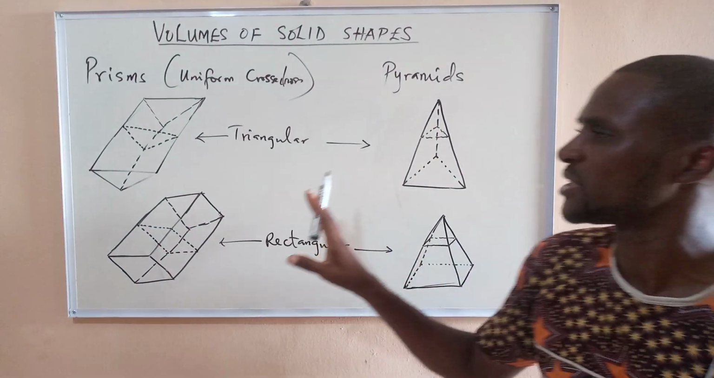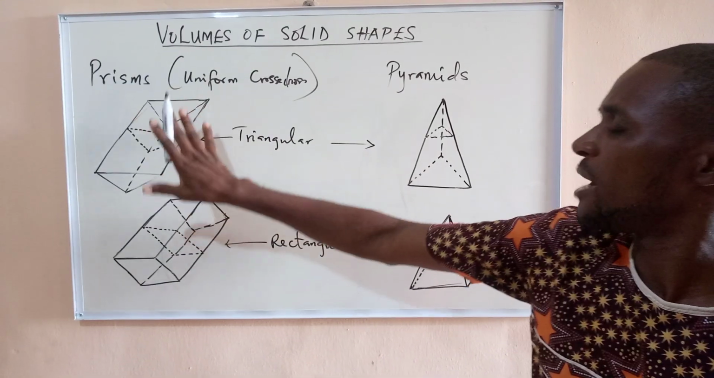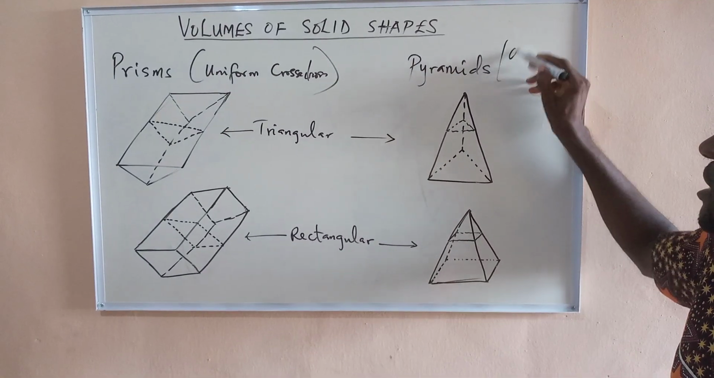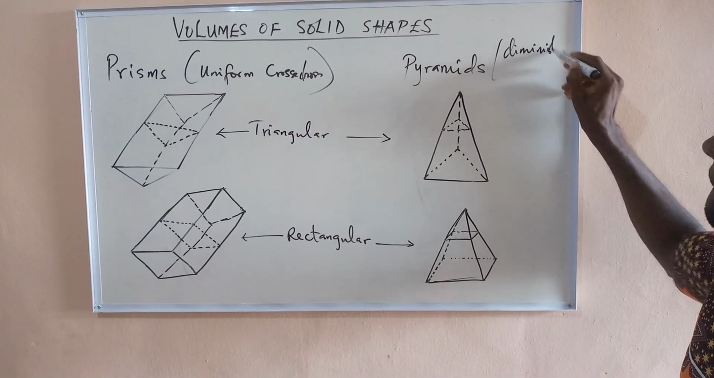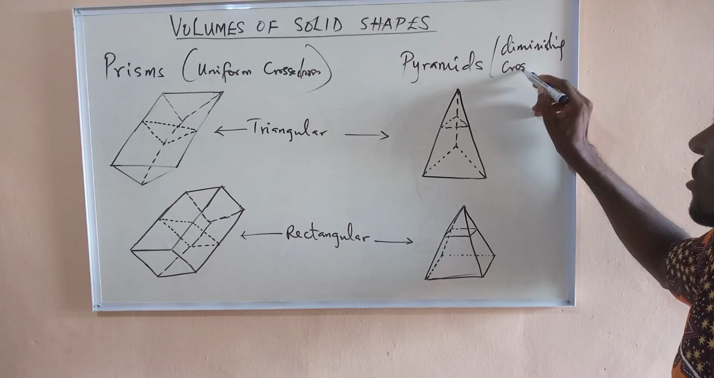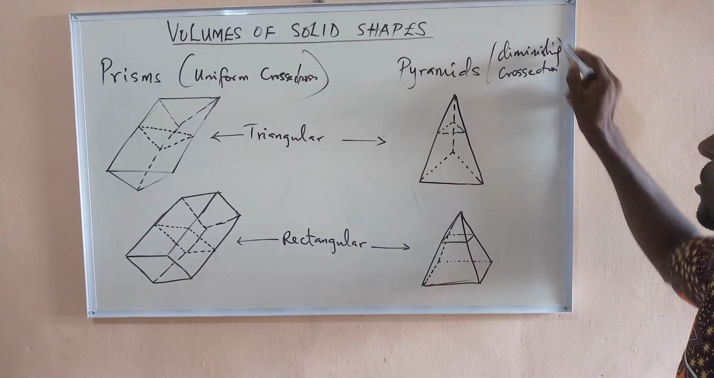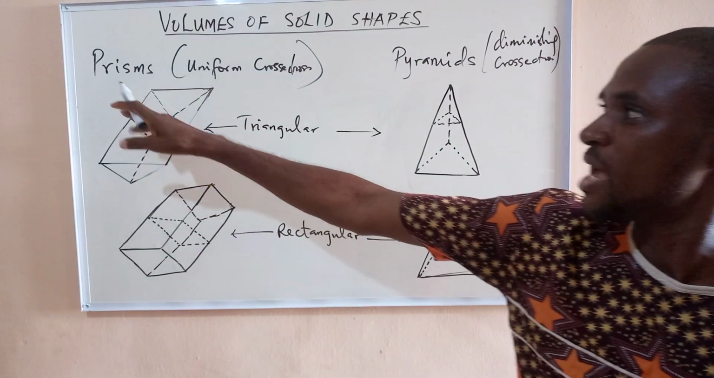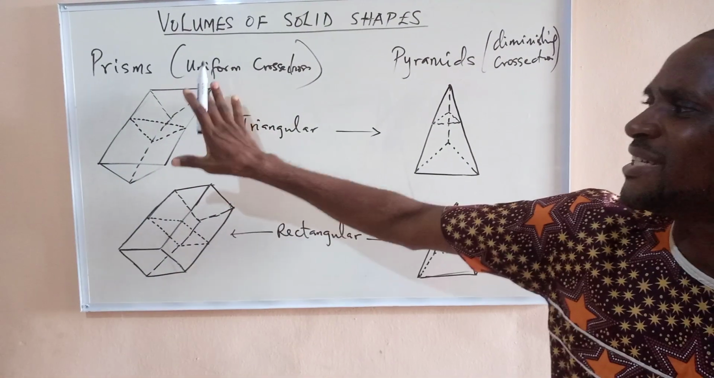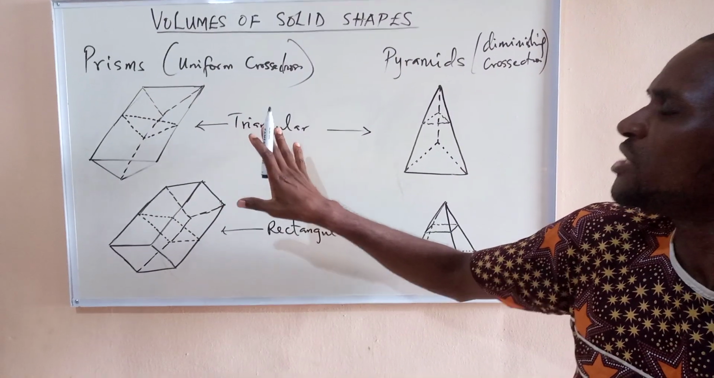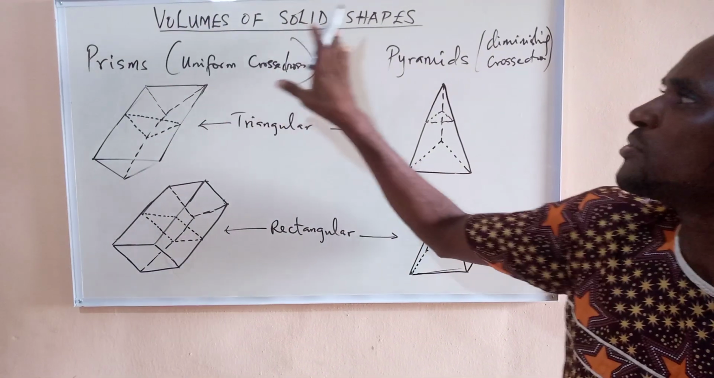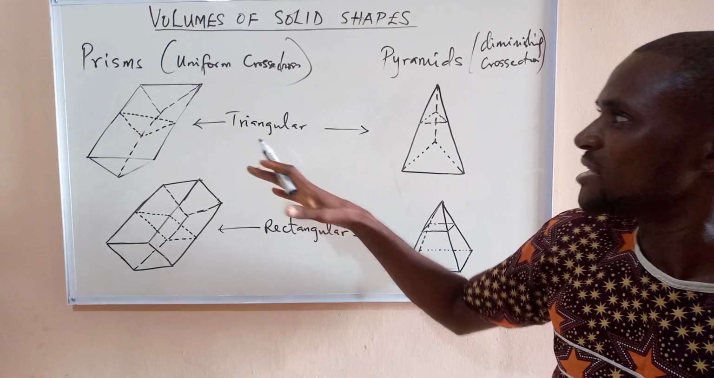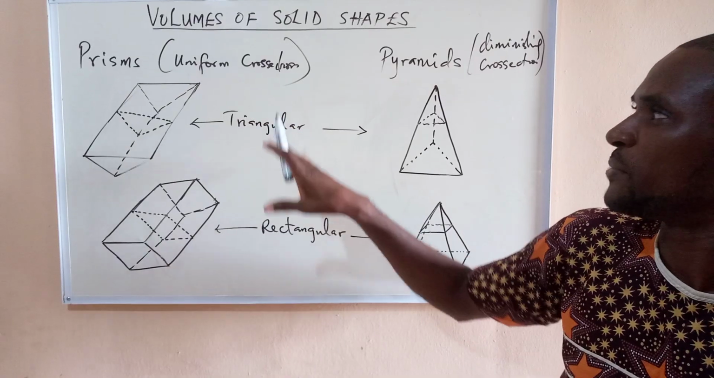Now, this is very important. Having understood prism and pyramid, a pyramid has diminishing cross-section, while a prism has uniform cross-section. With this understanding, you can fully understand how volumes of solid shapes can be obtained. Please watch my next video to find how these are implemented.